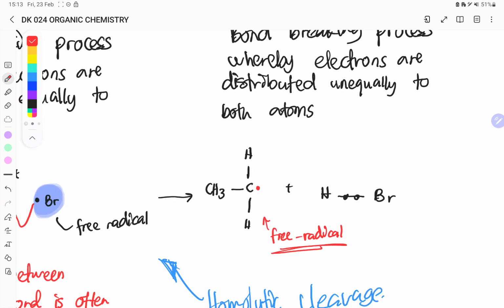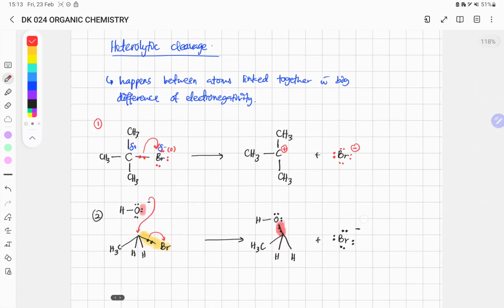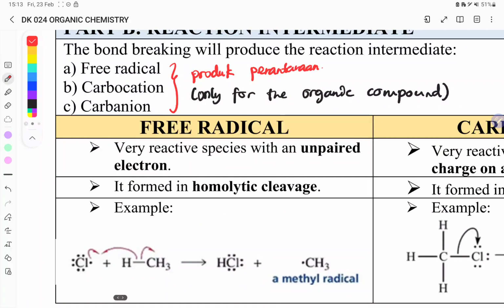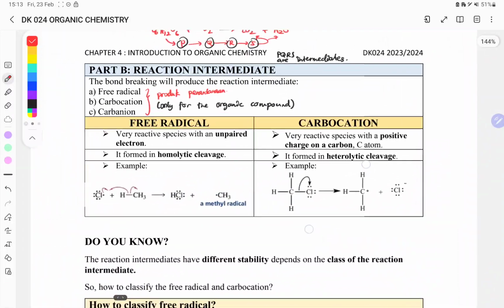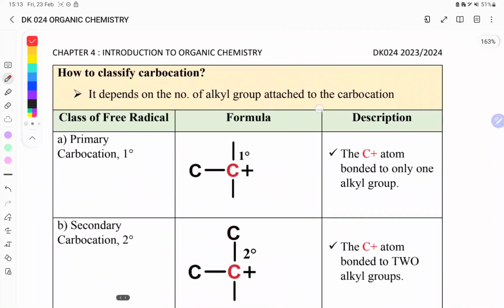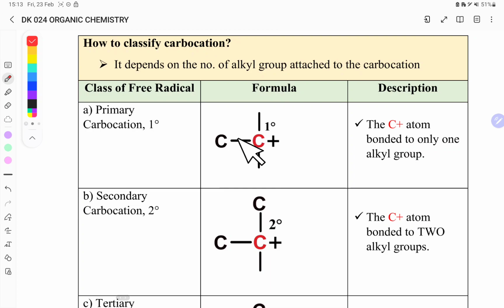Macam mana kita nak identify radical? Pertama, dia tak ada charge. Kedua, dia akan ada titik dekat tepi, macam telalat. Okay. So dia akan ada titik dekat tepi tu, which refers to the electron unpaired. Okay. So now, kalau carbocation pula, carbocation is an organic compound. Okay, dia adalah organic compound yang dia ada charge positif dekat carbon dia. Nama pun carbocation. Carbon yang cation ion tu.